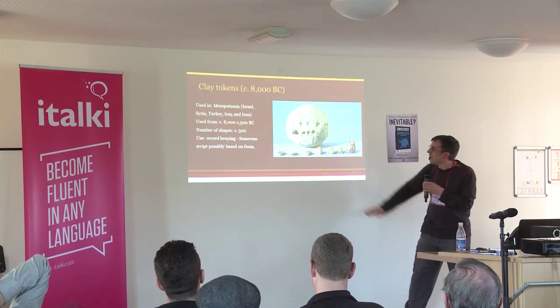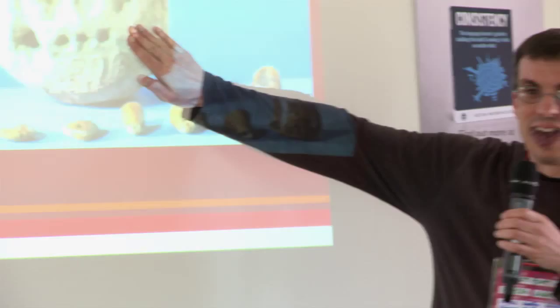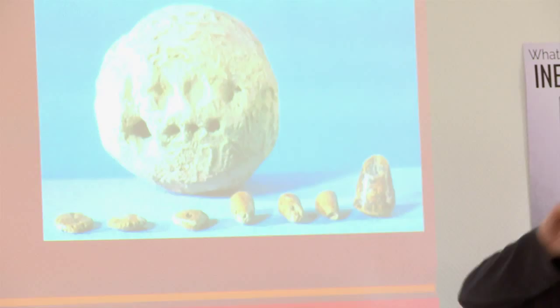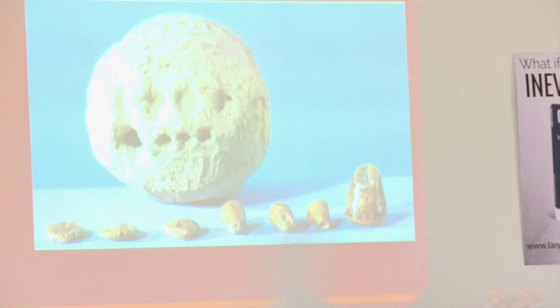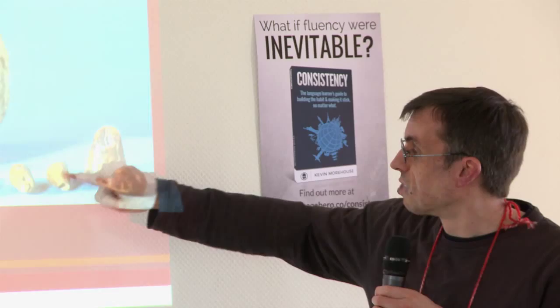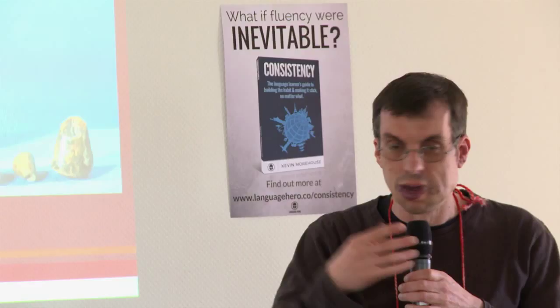This is what a clay tablet actually looks like. And before writing was invented, people in the Middle East, from about 8,000 BC, were using these as a kind of receipt when they bought something or sold something. They made these little tokens, and these represented different kinds of goods. They were animals or food or whatever they were buying and selling.